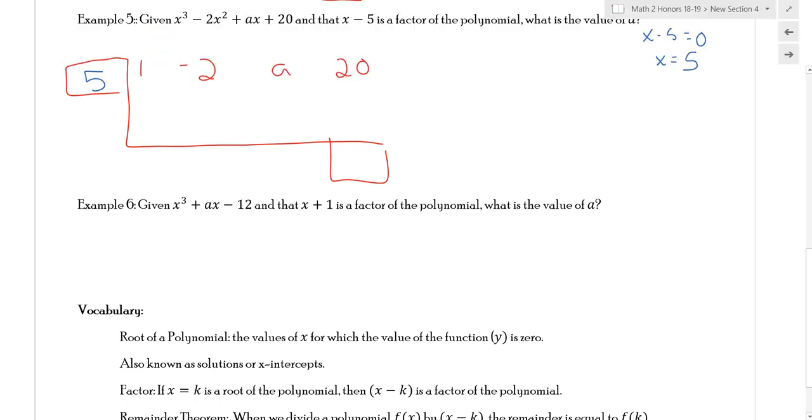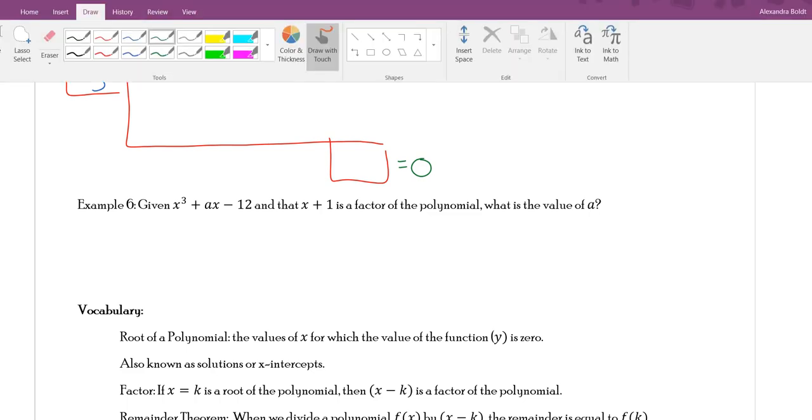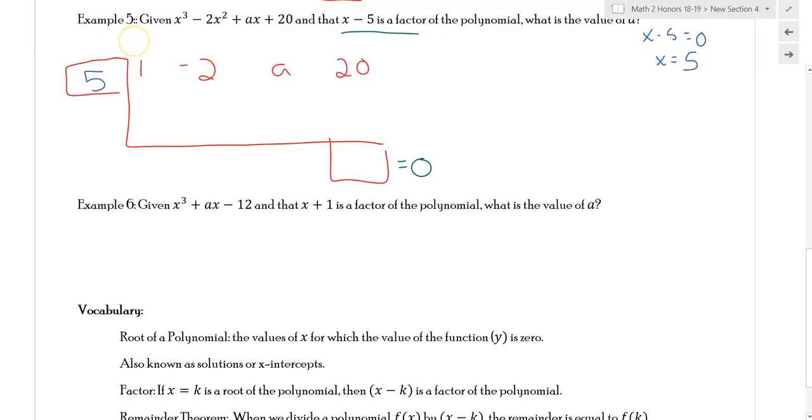The other thing I'm told is that this is a factor. What do we know about factors? If this is a factor, then this remainder has to equal 0. Okay, so we're going to use that idea to figure out what a is. Now that I have it set up, we're just going to do our synthetic division. So I'm going to bring down our 1. 5 times 1 is 5. Negative 2 plus 5 is 3. 5 times 3 is 15.